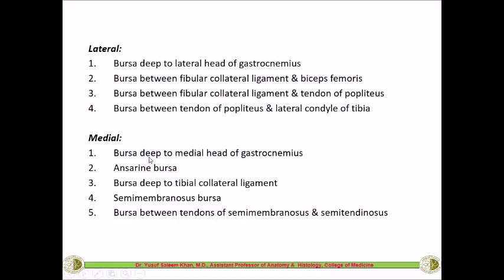And on the medial side, we have also bursa, 5 bursas. Bursa deep to the medial head of the gastrocnemius. Here is the lateral head and here the medial head. Under both these heads, we have the bursas.